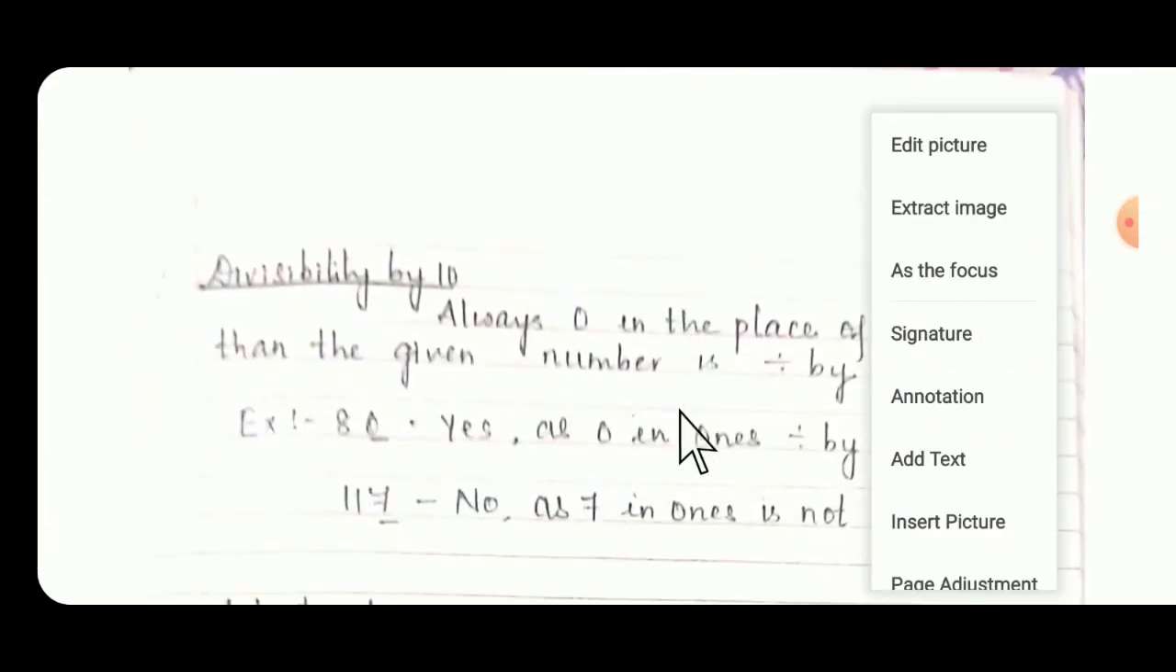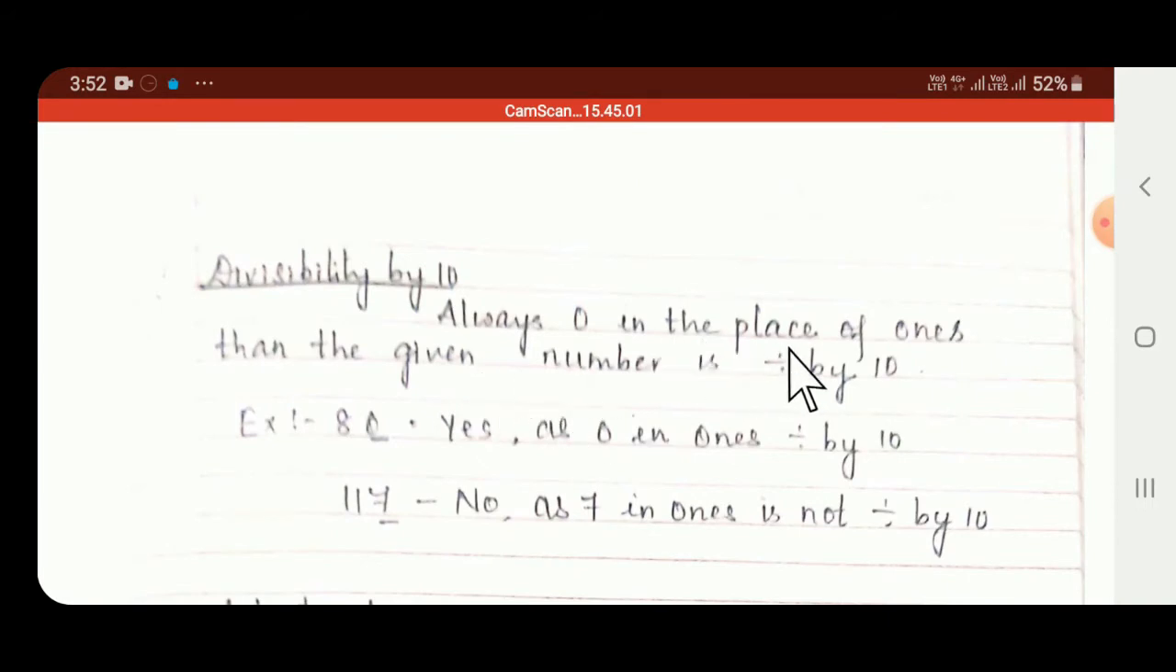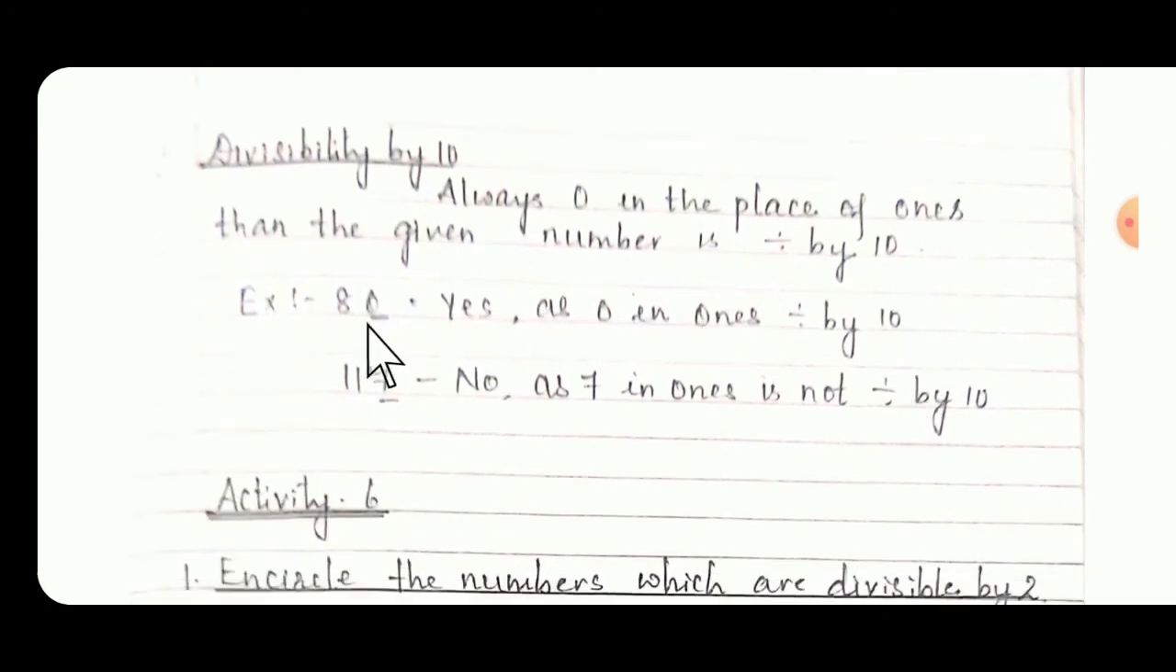What does divisibility rule 10 say? If there is always 0 in the place of ones, then the given number is divisible by 10. Example 80. See, ones is 0. Yes, as 0 is in the ones place, it is divisible by 10. 117. See the ones place, it is 7. No, as 7 in the ones place is not divisible by 10.